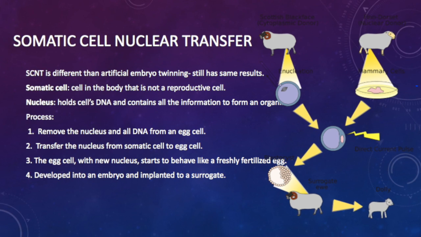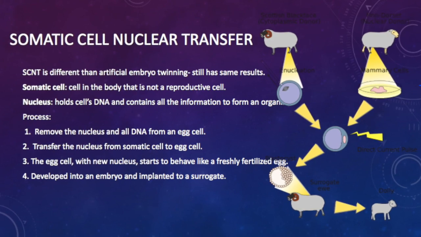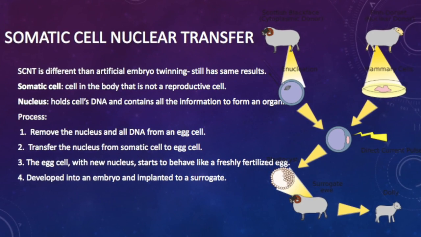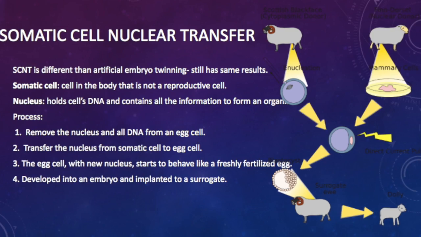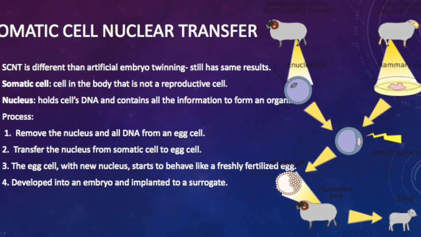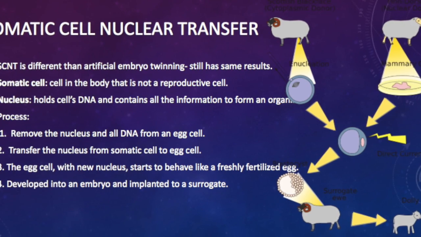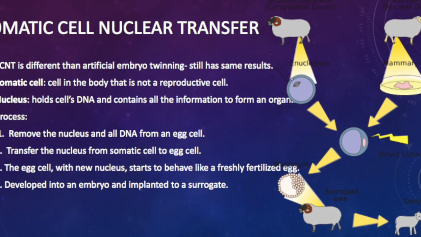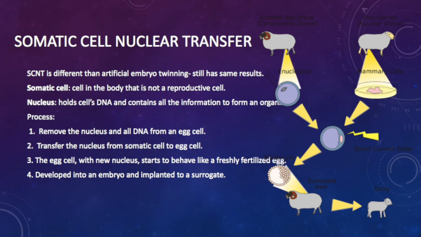Somatic cell nuclear transfer is also simply known as nuclear transfer. This is different than artificial embryo twinning, but it still produces the same result, which is a clone. This was the same method used to create Dolly the sheep. So, a brief biology lesson.